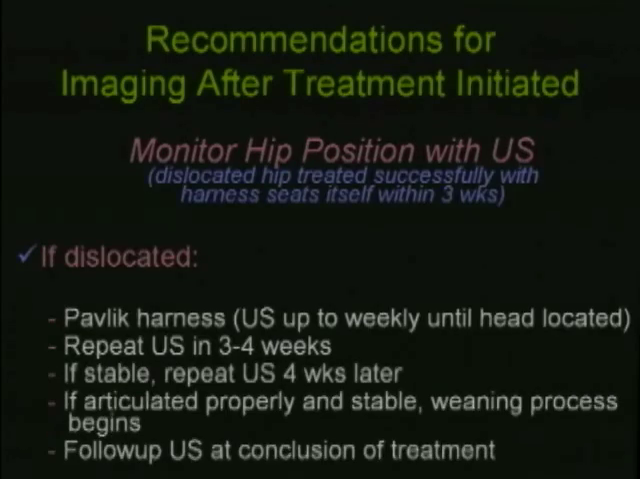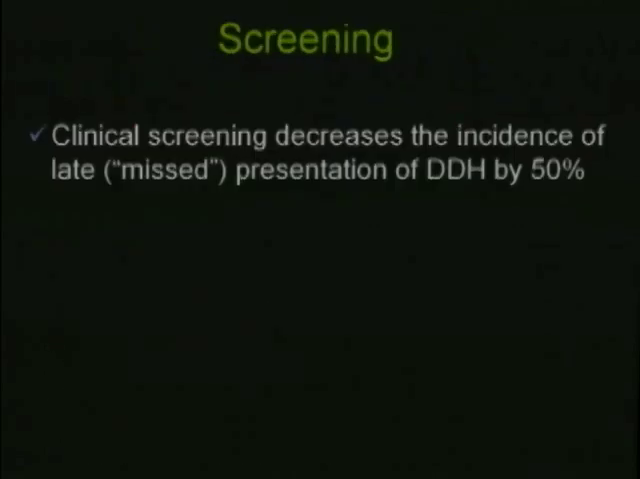If the hip is dislocated, we may actually scan the hip every week until it's appropriately located in the acetabulum when the patient is in a Pavlik harness. And then once we know that the alignment is satisfactory, we won't be scanning for another 3 to 4 weeks. And when it's articulated properly and it's stable, the weaning process begins with a follow-up sonogram at the conclusion of treatment.